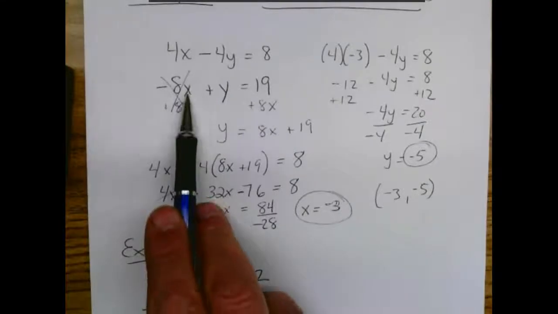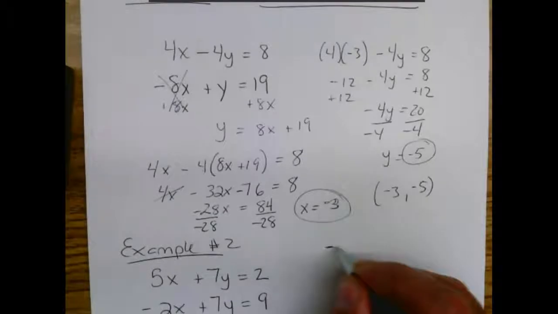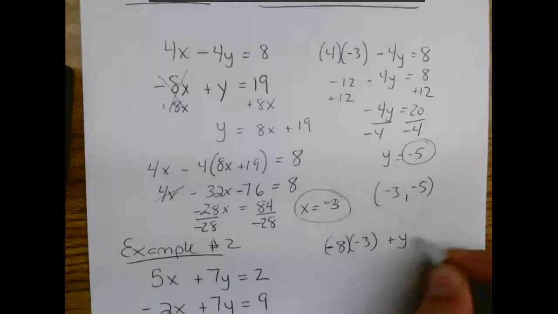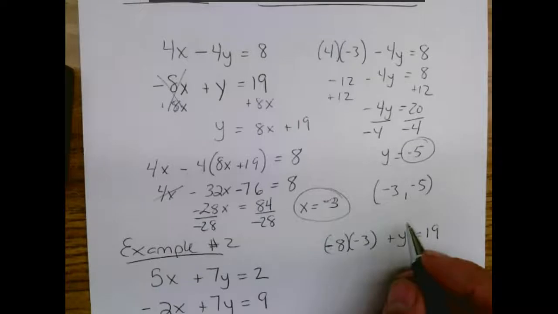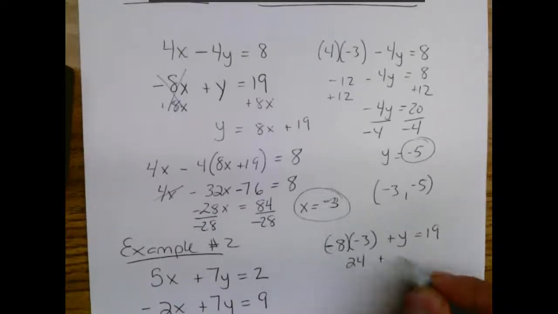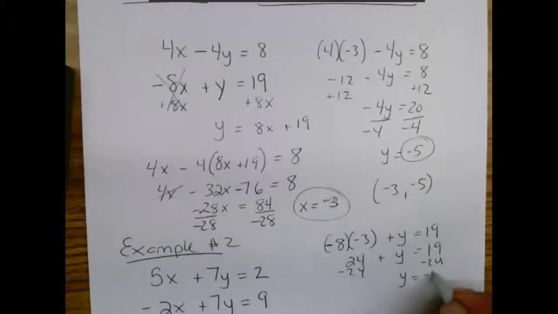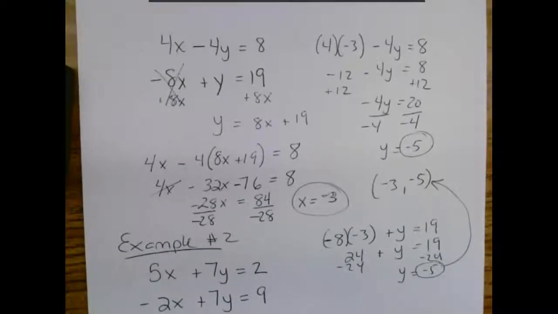And we'll just go with, we'll solve this one for x and then see if we get negative 5 for y. So we got negative 8 times negative 3 plus y equals 19. So then we're going to have negative 8 times negative 3, that's going to be 24, plus y equals 19. And then we're going to subtract 24 from both sides, and we're going to get y equals negative 5. And that's our answer. Okay, so we saw that's one example. So here we used substitution.